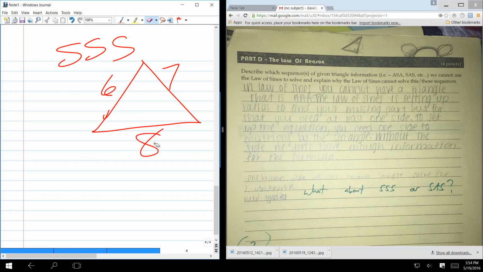So as long as I had an angle over here, 50 degrees, now I can solve that triangle because I have a side opposite angle relationship. And I know that the sine of 50 degrees divided by 6 has to be the sine of theta divided by 7. And then I do the same for the third angle, and I can figure out all three sides and all three angles.